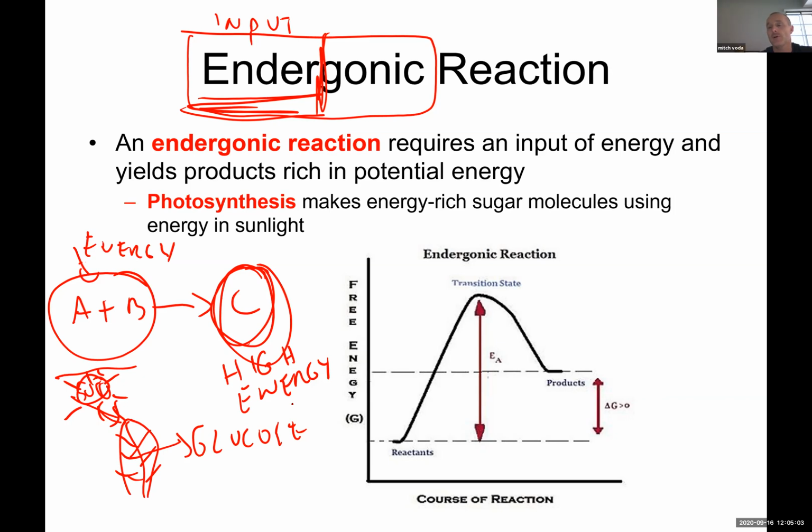Another endergonic reaction: if you heat up your milk, compare the milk at the beginning and the milk at the end after you heat it up. Which one has more energy, basically? Definitely the one at the end, because you input energy to warm it up.